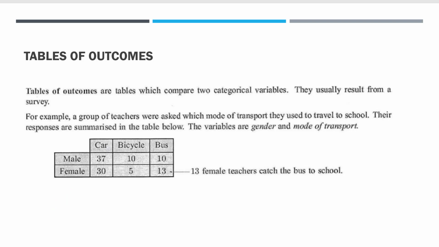So for example, a group of teachers were asked which mode of transport they use to travel to school. Their responses are summarized in the table below. The variables are gender and mode of transport. So if we look across this first row, that's the total males. If we look across the second row, that is the total females. Then if we look down the first column, that's cars. Down the second column is bicycle, and down the third column is bus.